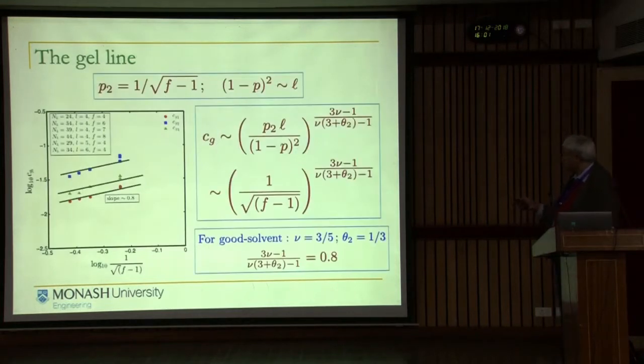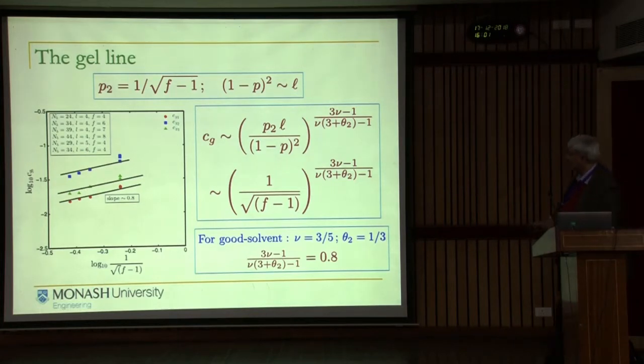So these are the two important results that we found from our simulations. If I come back to the scaling prediction and I put in here that 1 minus p the whole squared goes as L, and that P2 goes as 1 over square root of F minus 1, this should be the concentration at the gel point and how it scales with the number of stickers, with these exponents. And if you work out all the values, it should be 0.8. And you see our simulations are in fact suggesting that at the gel point, you scale with the number of stickers with this power law of 0.8.